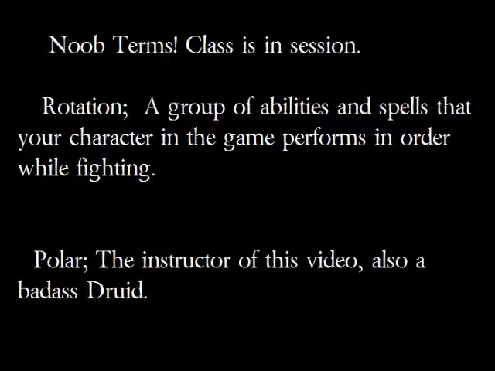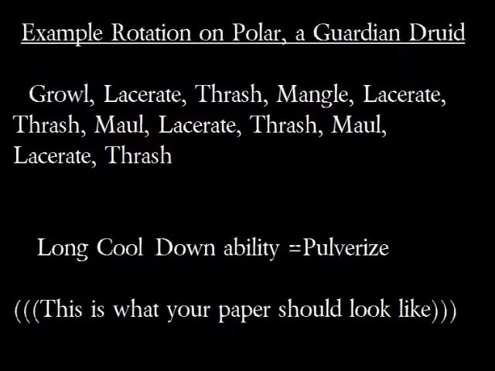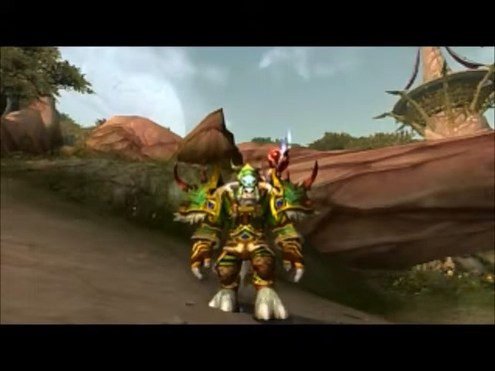A rotation, again, as explained, is the moves that you use and the moves that you do. And the words that I just gave you of all those abilities, that is Polar's rotation, again, without pulverize. So when we're making a macro, you need to know your rotation. Okay, that's the first thing. So again, Polar's rotation is growl, lacerate, thrash, mangle, lacerate, thrash, maul, lacerate, thrash, maul, lacerate, and thrash. And again, that is the entire rotation without the ability pulverize.